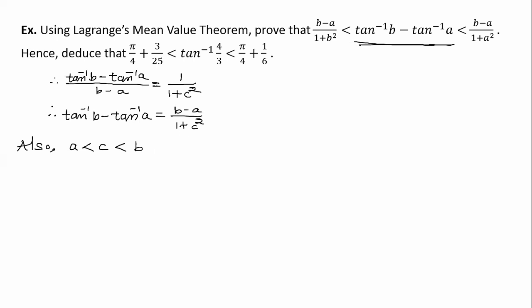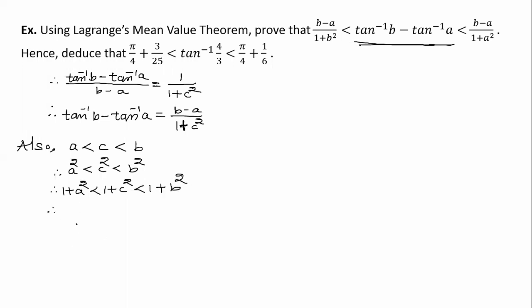So what we have to see here, we can see 1 plus c square in the denominator. Okay. So let us try to obtain 1 upon 1 plus a square and 1 upon 1 plus b square and compare all these with each other. So a is less than c, c less than b. Therefore, I can say that a square is less than c square and c square is less than b square. Therefore, 1 plus a square is less than 1 plus c square and 1 plus c square is less than 1 plus b square.